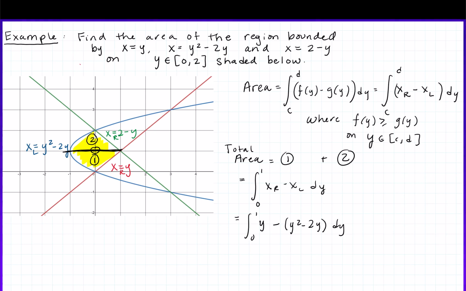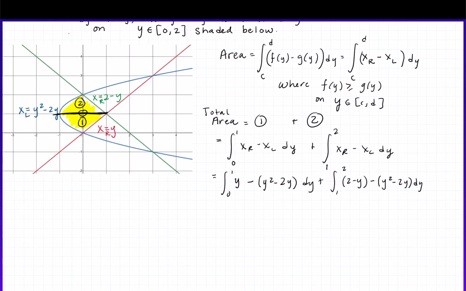2y dy. And the area of the second region, also a horizontal orientation, when we draw our rectangles on that region, we're integrating from 1 to 2. And the function on the right on that region is the line 2 minus y, and the function on the left is the parabola y squared minus 2y dy. So when we're setting that up, we're adding those two areas together because they have to be calculated separately, because the function on the right changed from one region to the next region. So we had to set those up as two separate integrals.